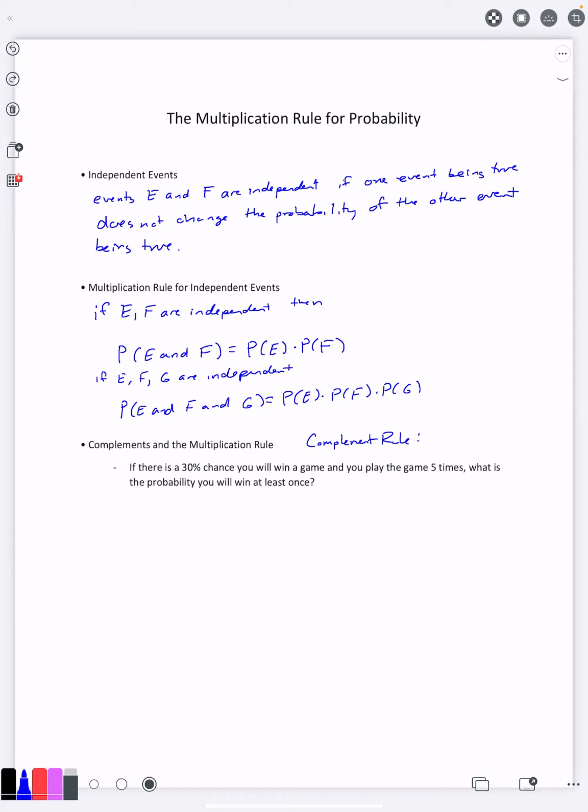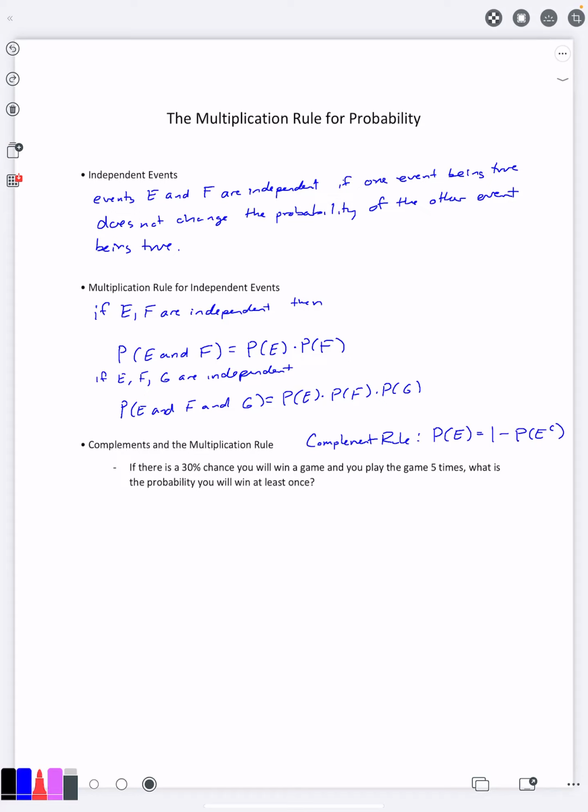There were two ways of writing it. I'm going to write it where it says the probability of the event we're looking for is 1 minus the probability of the complement of that event. So if you read this problem here, it says if there's a 30% chance that you will win a game and you play the game 5 times, what is the probability that you will win at least once?